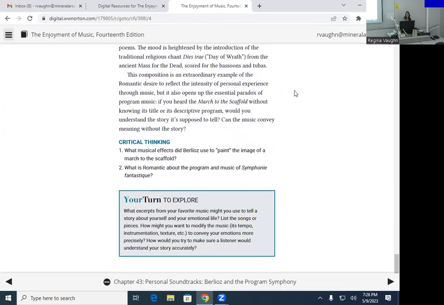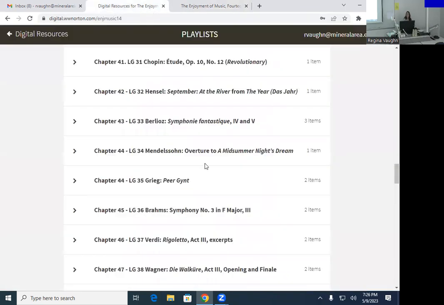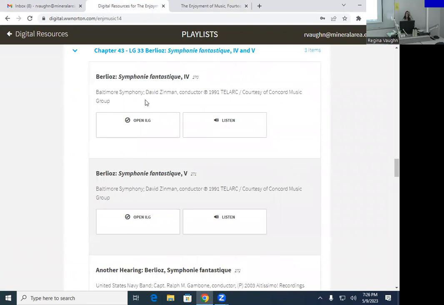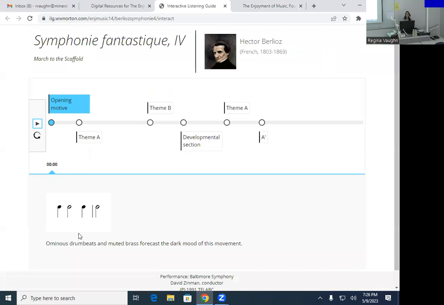So let's hear, I believe we're going to hear March to the Scaffold and the Witch of Sabbath. Okay, so this is the March to the Scaffold. Remember, the Idée Fixe is going to come around at the very end, but he has dreamed in his opium induced sleep that he has killed this woman that he has this great love for, and he's been condemned to die. So this is his march to the scaffold to face the guillotine. So we're going to start off with this really ominous, low, rumbly drum beats and brass.